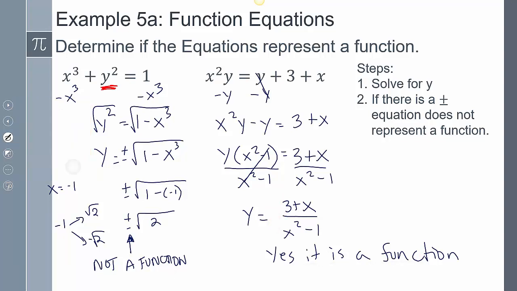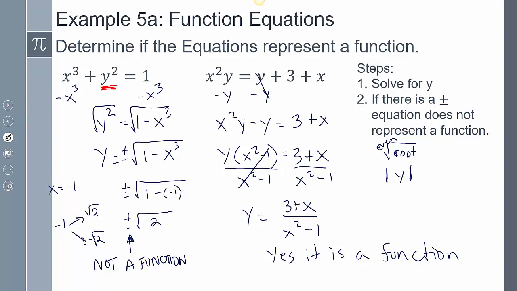Now, generally speaking, these plus or minuses come when you take an even root, and then the other time you get a plus or minus is when you have the absolute value around a y.